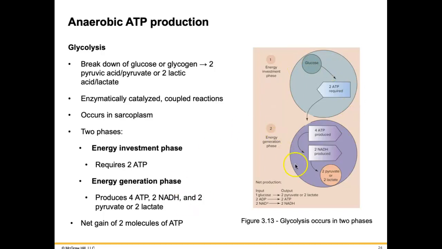So all of these reactions are going to be enzymatically catalyzed through coupled reactions, and it takes place in the sarcoplasm of the muscle. We break it down into 2 phases. We've got the energy investment phase, where you're seeing the 2 ATP being utilized, and then we have our energy generation phase, where we are going to be able to produce 4 ATP, 2 NADH, and 2 pyruvate or lactate molecules. So all in all, this is going to give us a net gain of 2 molecules of ATP.